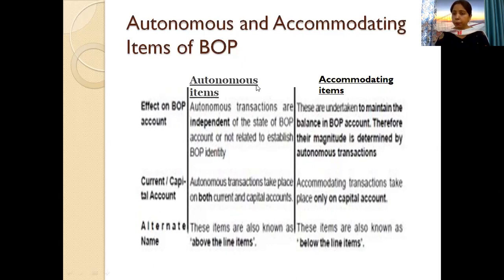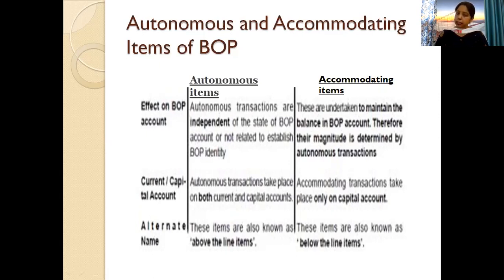So whatever imbalance is being created in the BOP is because of autonomous transactions. So who will balance it? Accommodating items, right? Second one, autonomous transactions take place on both current and capital accounts. As we have done, there are two components of BOP, current account and capital account.